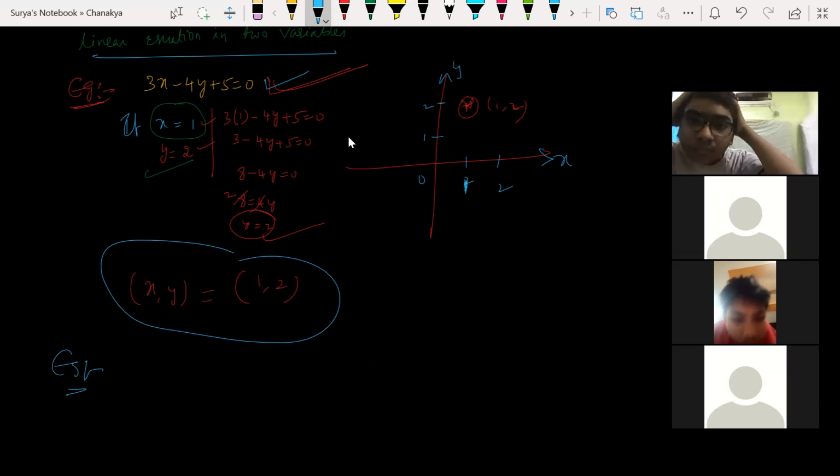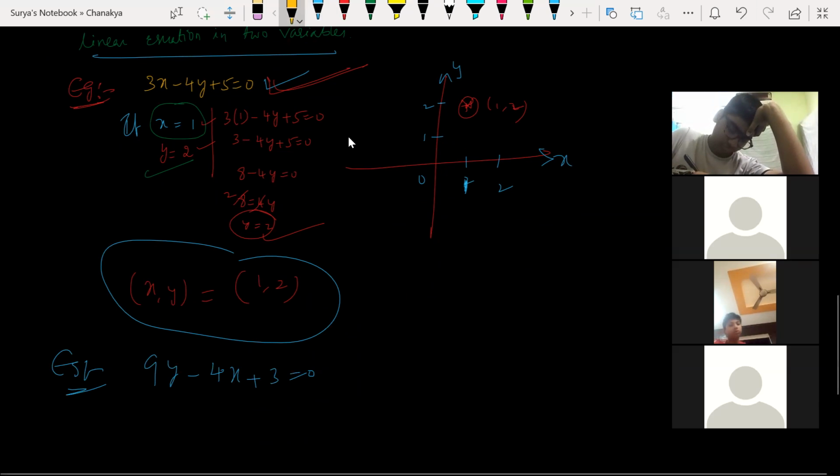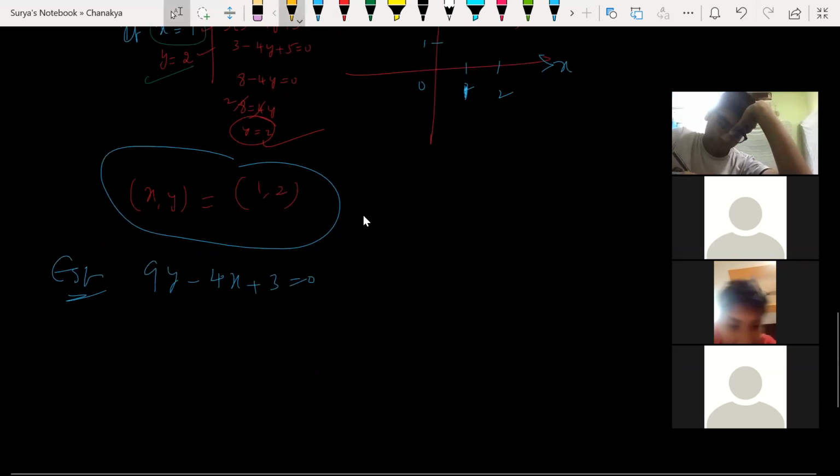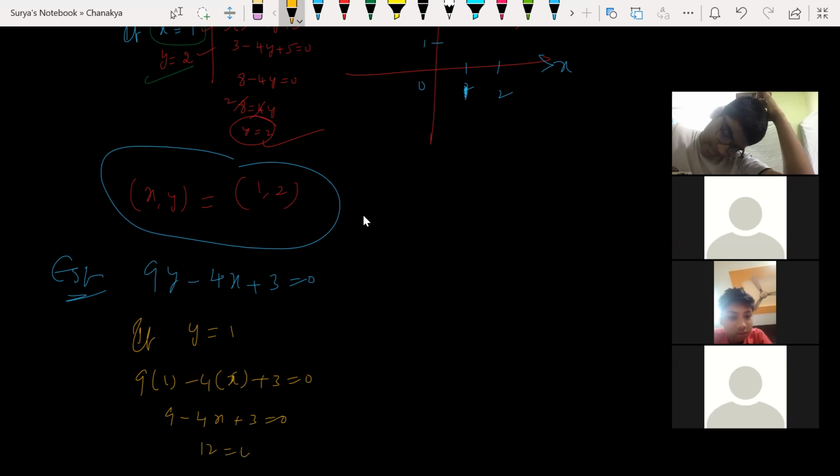One more example. Look at this here. He will give 9y minus 4x plus 3 is equal to 0. Now look at this. If y is equal to 1, what is going to be x? So 9 into 1 minus 4 into x plus 3 is equal to 0. So 9 minus 4x plus 3 is equal to 0. So 12 is equal to 4x.